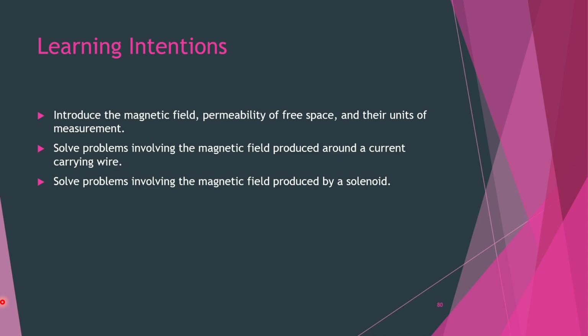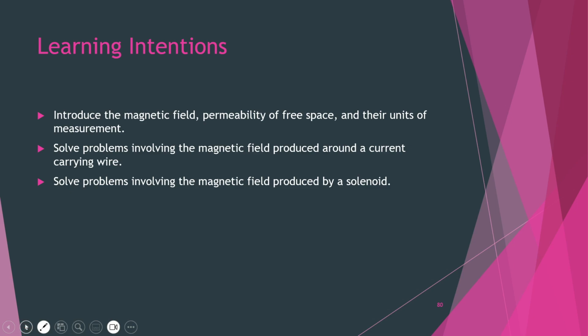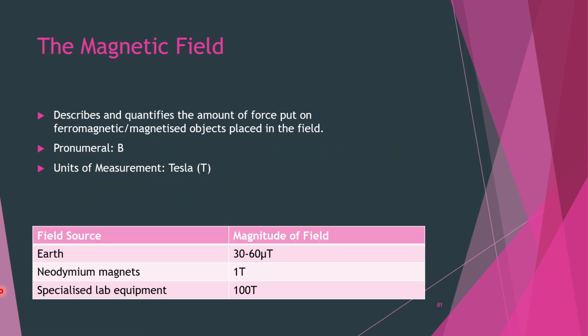So our learning intentions for today is to first introduce the measurement of magnetic field as well as the permeability of free space and look at their units of measurement. Then we'll be solving some problems which involve both of our formulas that we're learning about in this video. And our key focus will be on magnetic fields produced around current carrying wire, as well as magnetic fields produced by solenoids.